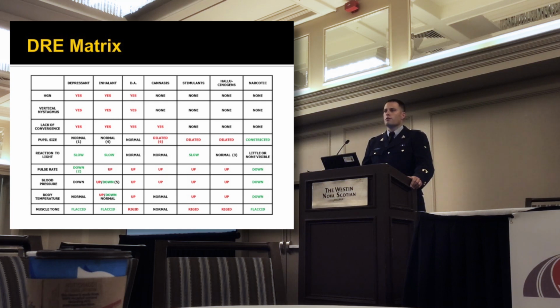There are 7 that DREs are trained to look for, including central nervous system depressants, inhalants, dissociative anesthetics, cannabis, central nervous system stimulants, hallucinogens, and narcotic analgesics. Again, the different categories produce different observable effects. The DRE will not specifically say you're directly impaired by an opiate. It's just the category of drugs that produce those effects. Cannabis is a little different because cannabis is its own category.